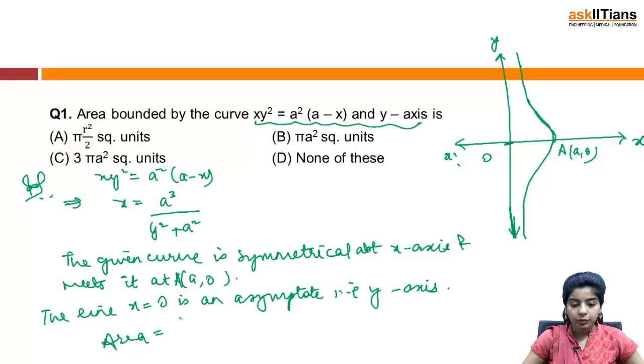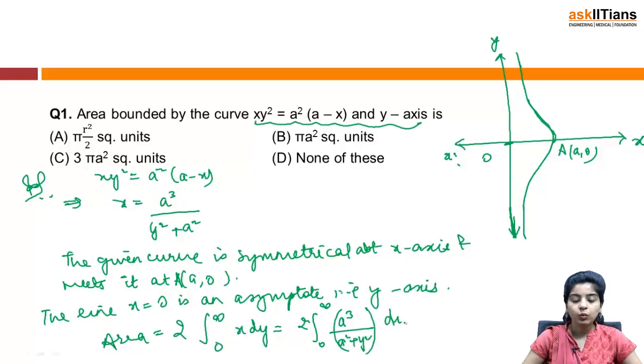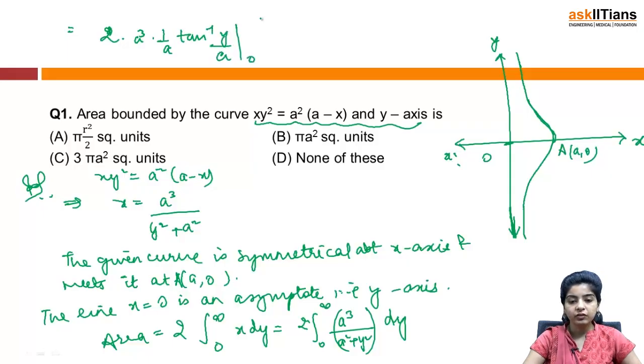So the area would be, now since it is symmetrical about the x axis, I can just write down the area to be equal to twice of the integral from 0 to infinity of x dy. This is equal to twice the integral from 0 to infinity, where x is a cube by (a square plus y square), dy. Now you can simply solve it out. This would be equal to 2 times a cube, which can be taken outside, then we have 1 by a tan inverse y by a, from 0 to infinity.